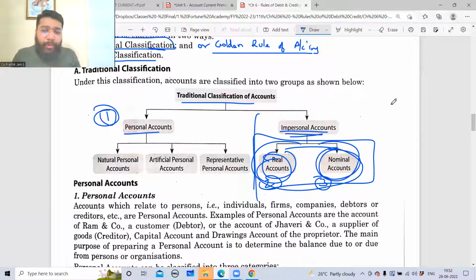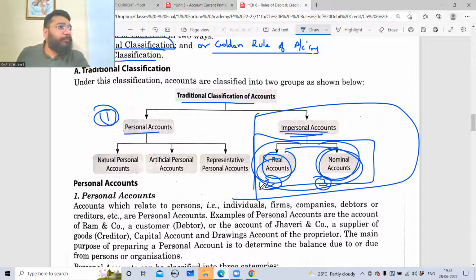So we have discussed the impersonal account, guys. Do you have doubts in this? Online people, do you have any doubts in this? Niharika, Ananya, any doubts in this? No, sir.